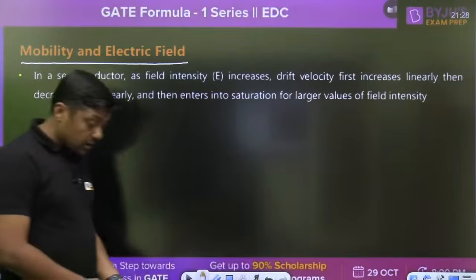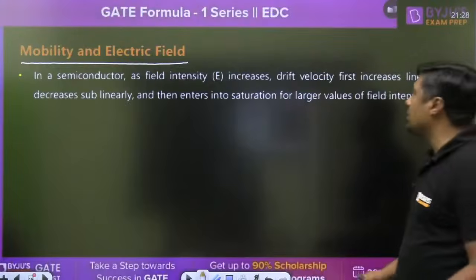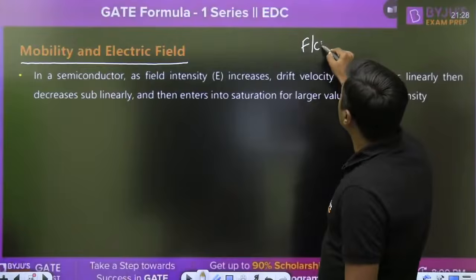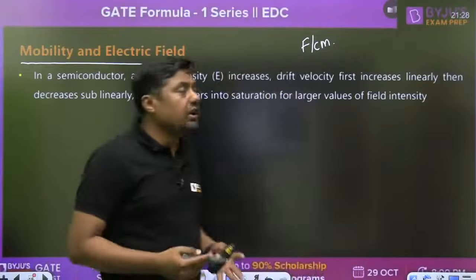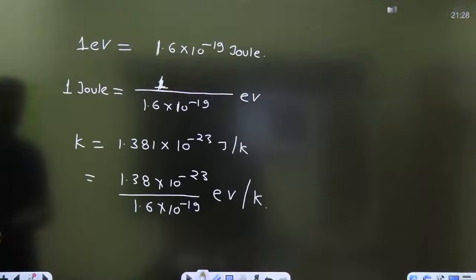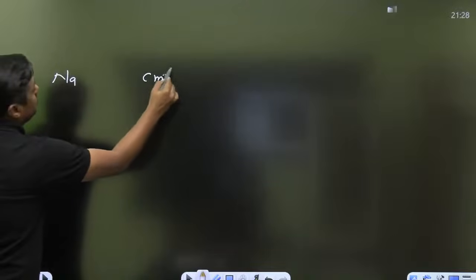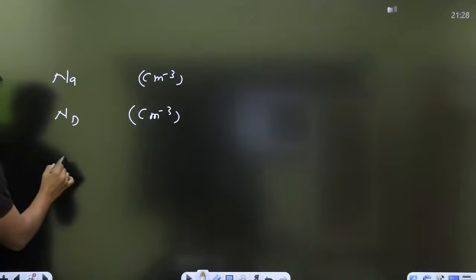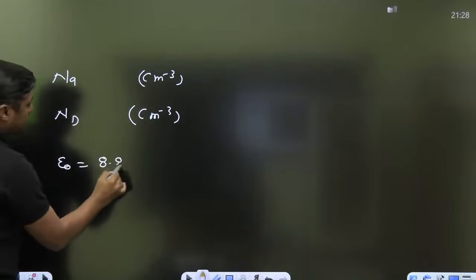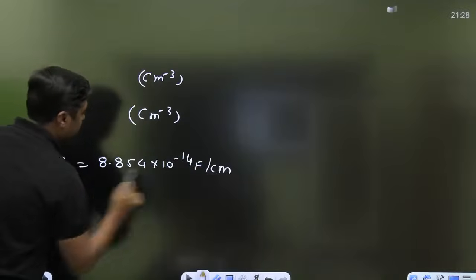No, Ravi. Normally we are not using farad per meter. In electronic devices, normally we are using farad per centimeter. Why farad per centimeter? Because all the doping concentrations are given in what? Na is given in per centimeter cube. Nd is given in per centimeter cube. Psi is normally given in centimeter. That's why epsilon naught we are using 8.854 into 10 raised to power minus 14 farad per centimeter.